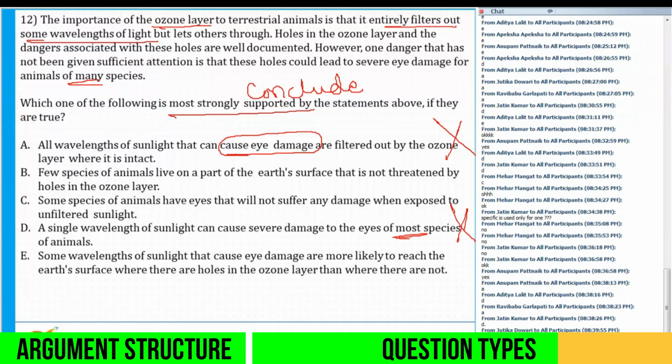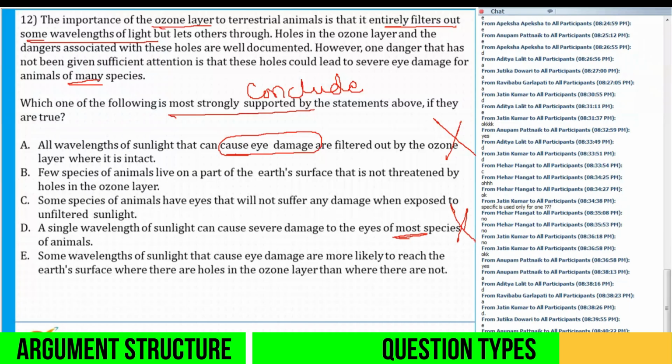Most does not mean many. Most means majority of them. Many means many of them. They may not be majority. Number D is not right. Okay. Answer for this question is E. Yes, answer for this question is E.